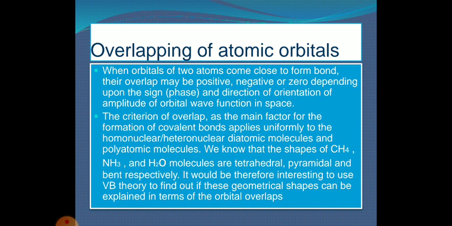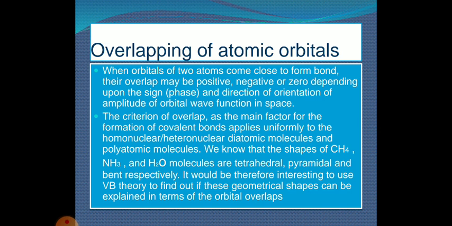When the orbitals of two atoms come close to form a bond, their overlap may be positive, negative or zero depending upon the sign, that is the phase, and direction of orientation of amplitude of the orbital wave function in space. The criteria of overlap as the main factor for the formation of covalent bonds applies uniformly to homonuclear and heteronuclear diatomic molecules and polyatomic molecules.